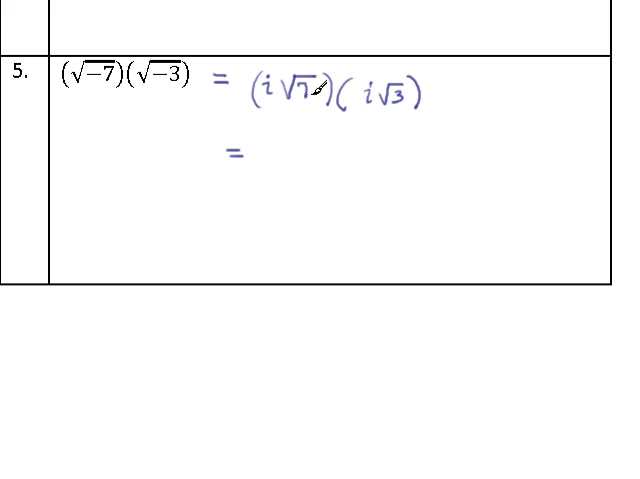And now we can multiply. These are positive now, 7 and 3. We can multiply underneath the root. So we have square root 21. And i times i, that's i squared. And remember that i squared is negative 1. So here we get negative the square root of 21.